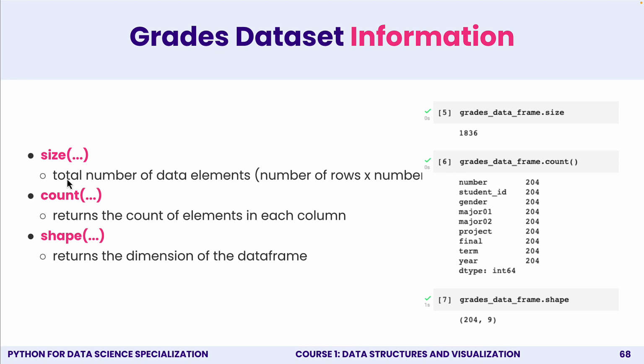We have also the size. It gives you the total number of elements, which is the number of rows multiplied by the number of columns, the count and the shape.